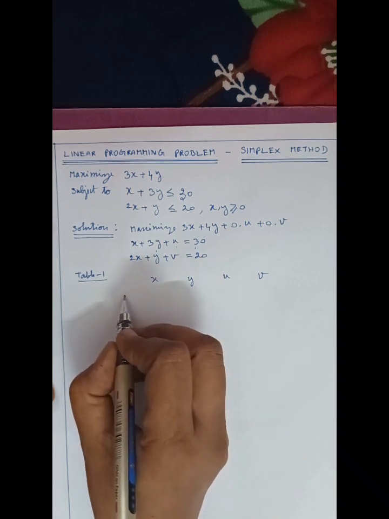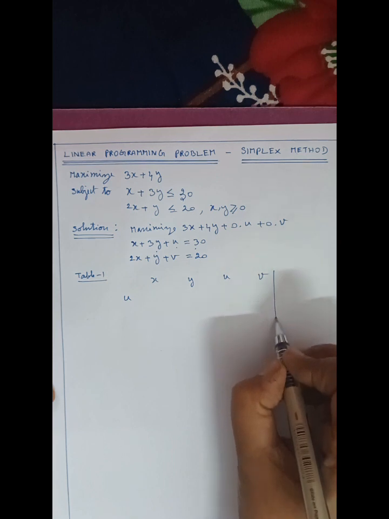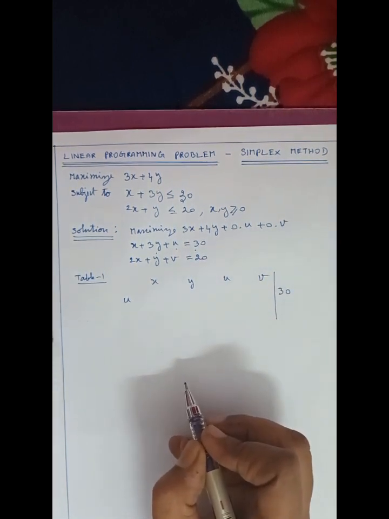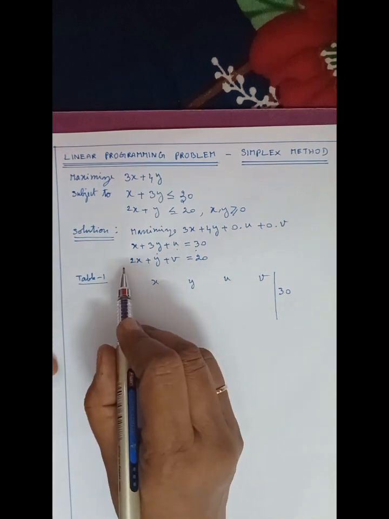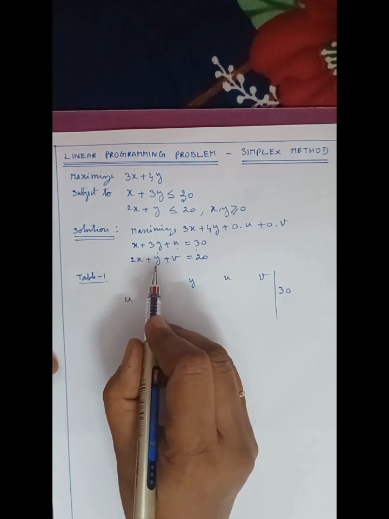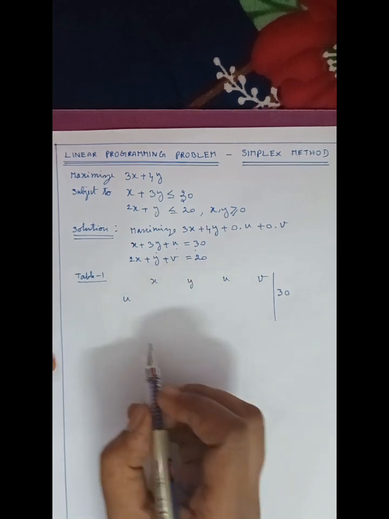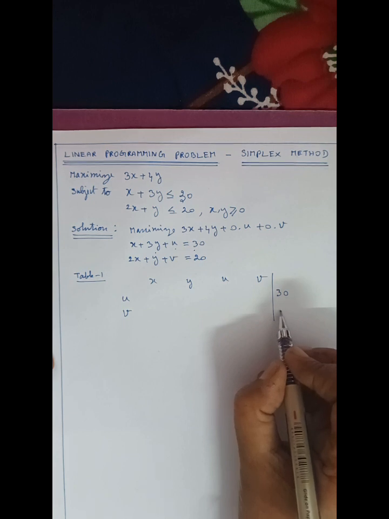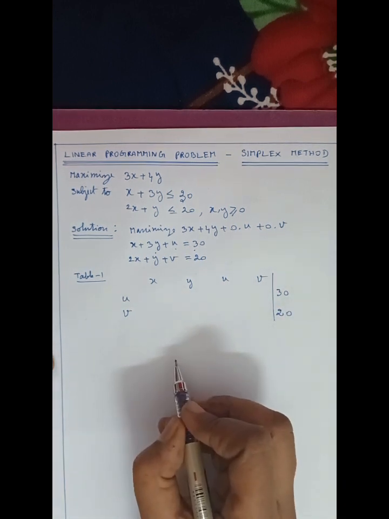So the name of the very first row is u, and the value of u is going to be 30. That is written in the very last column of the table. And if you see the second constraint and substitute x and y equal to 0 in the second constraint, we will be getting v is equal to 20. That is going to be represented in the second row. So the name of the second row is v and its value is equal to 20.